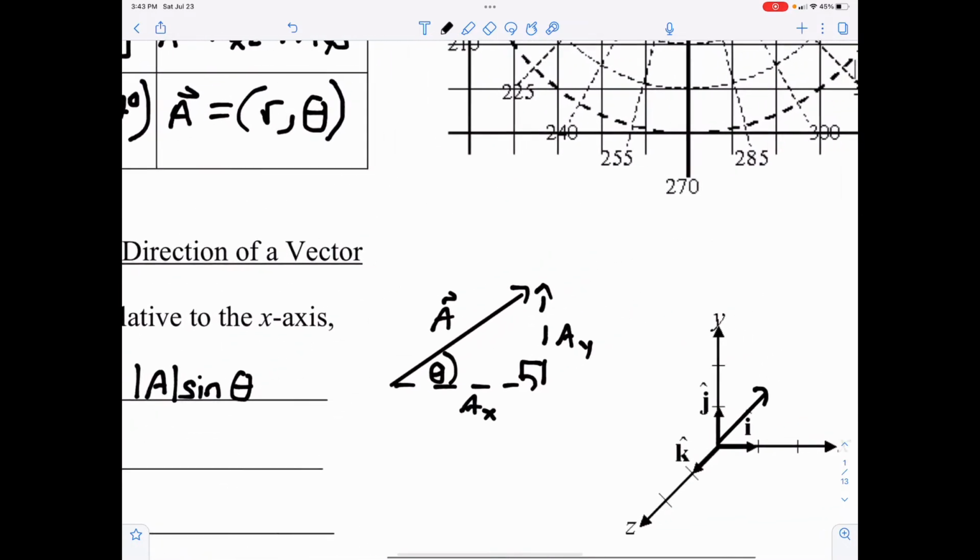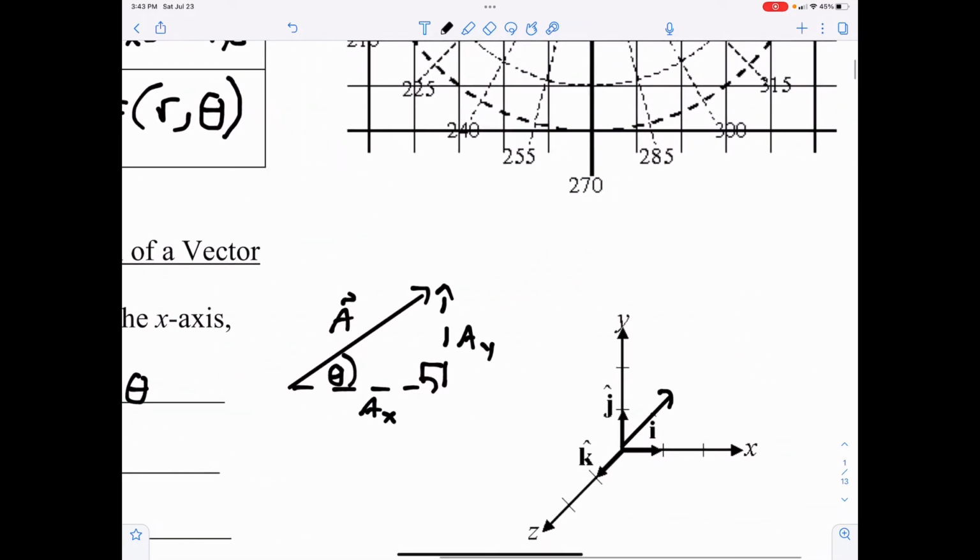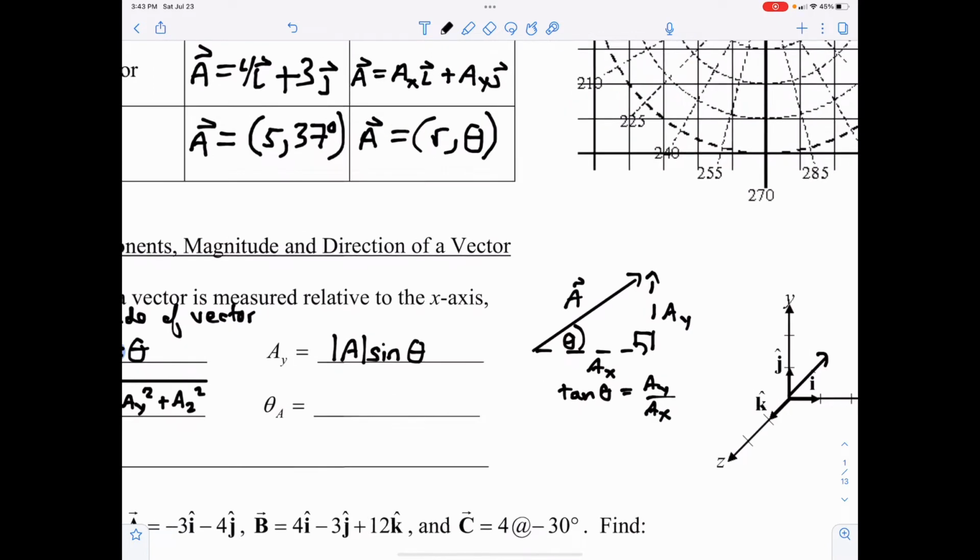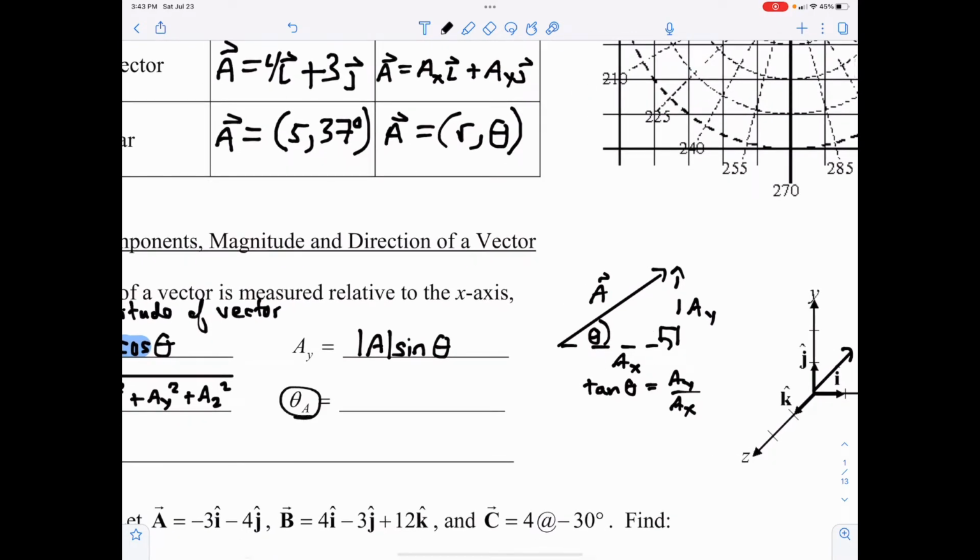Okay, now taking a look at this, we can see that the relationship between theta and your components could also be used with the tangent trig ratio, with the y component over the x component. So now if you solve for theta to figure out what that angle is, you simply take the arctangent of it. So theta would be the arctan of the y component over the x component.